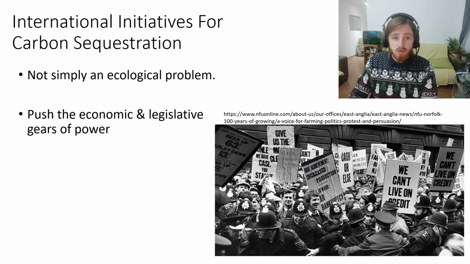I'm also going to talk about some international initiatives. This is to show how it's not just an ecological problem. You need to push economically and legislatively in order to get anywhere with this kind of thing. The science isn't enough. You need to actually inform people about it.